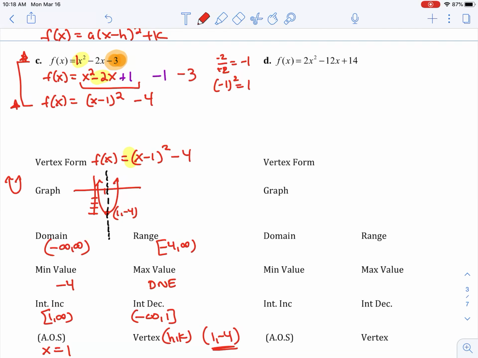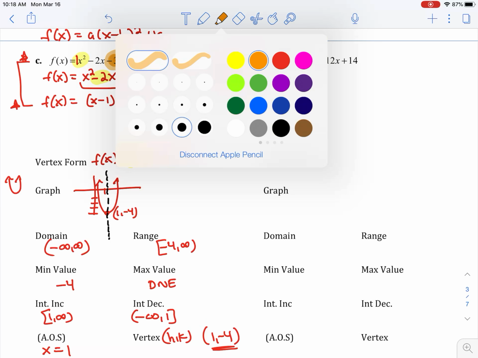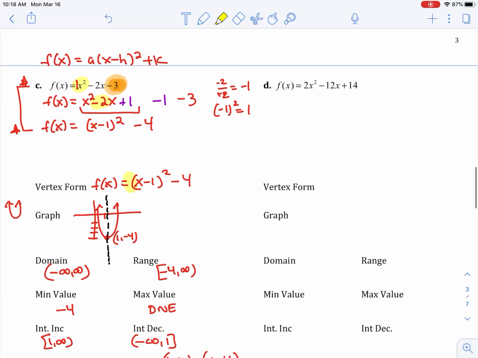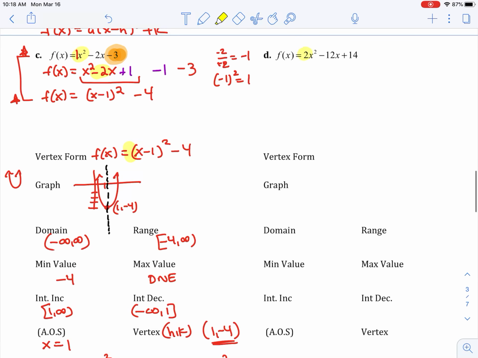Let's look at D. D is a little bit different just because, remember, in order to complete the square, the coefficient of our squared term needs to be a positive 1, and our A term is a 2. So it is not 1, which means we're going to have to factor that out in order to complete the square, to create that perfect squared quantity.